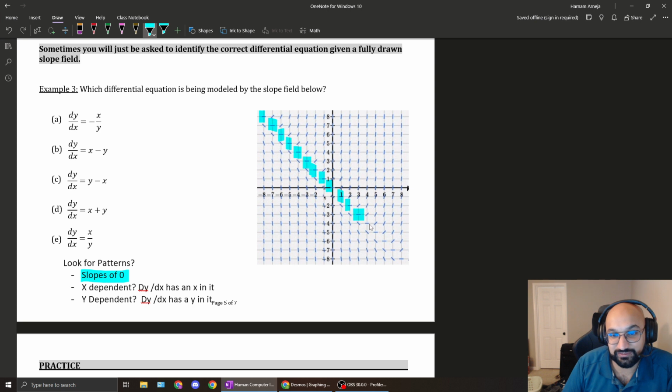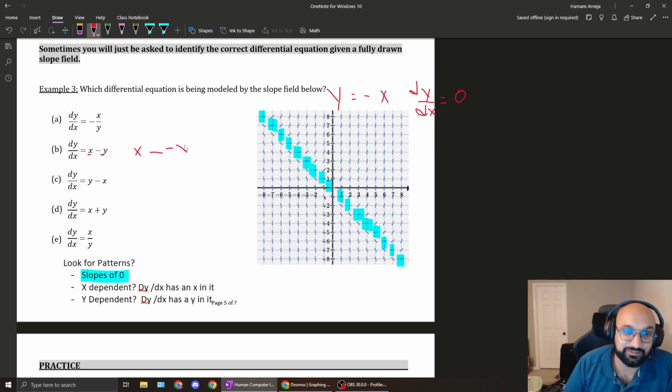If you graphed this line, where would it be? What is this highlighted blue line? If you just connected those dots, that would be the line y equals -x. That means when y equals -x, dy dx is 0. Based on that, you can already figure out which one of these is correct. If y is equal to -x, then they should sum to 0. So x minus y would be x minus -x. That's not going to be 0. Instead, it's going to be something like x plus y. So there's our answer here, and we're done because we did one pattern.